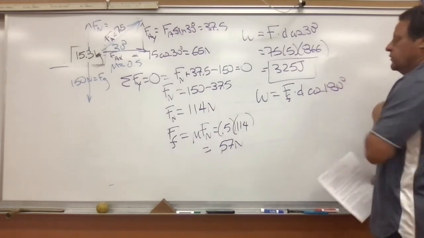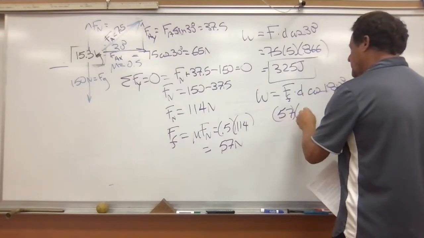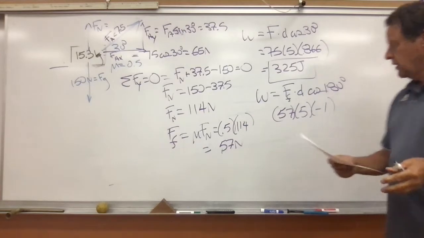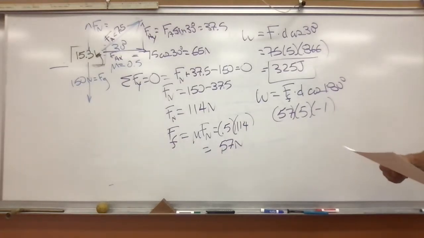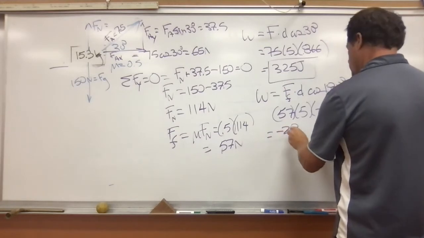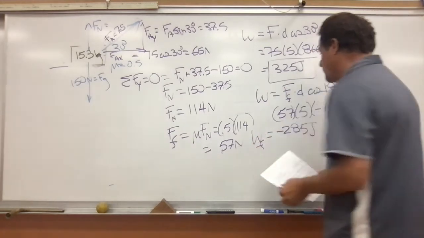In this case, it's 180 degrees. So we're going to have 57 times 5 times -1. 57 times 5 times -1 is going to be equal to negative 285 joules. That's the work done by friction.